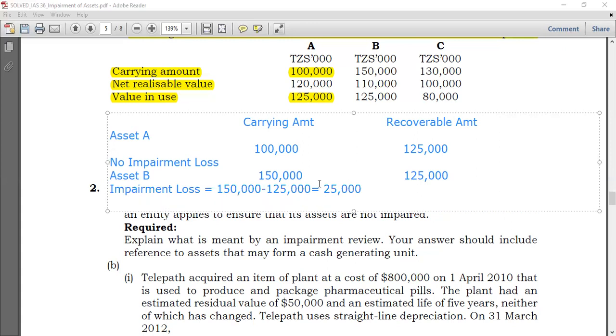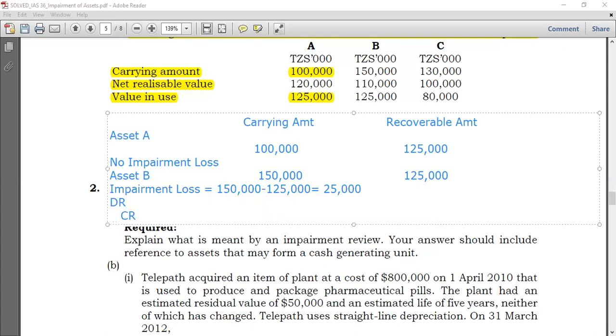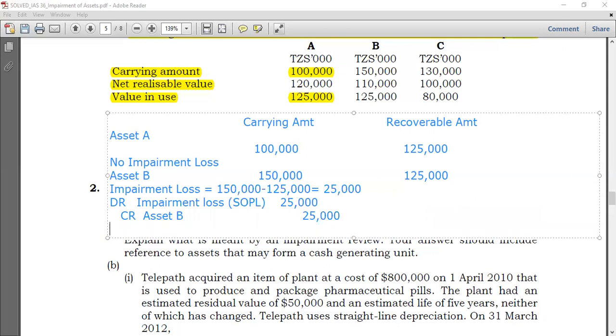So we are told to do the double entry. How do you do the double entry now? You debit something and then you credit something. As I told you, impairment loss is an expense. So you debit the impairment loss, and this goes to the statement of profit or loss, right? Which is 25,000, and then you credit asset B, also $25,000. You are done. Let's finish up with asset C and close the session.